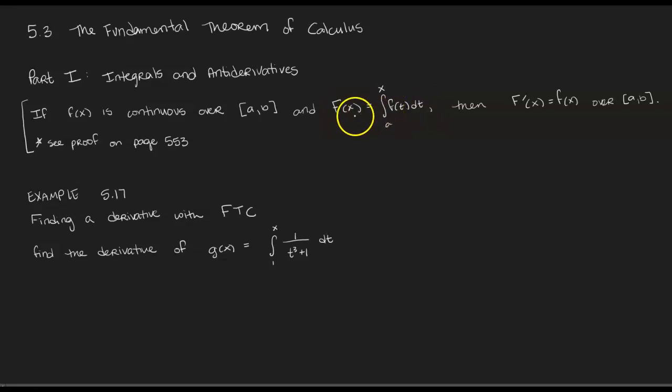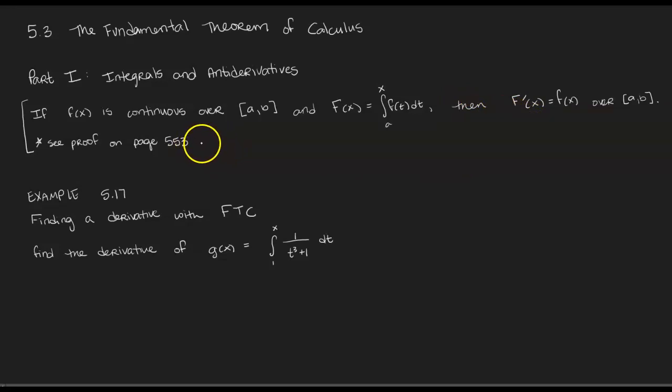So if capital F is this integral, then the fundamental theorem of calculus, which we're going to call FTC, part 1 says the derivative of that antiderivative function capital F should give us back the original function little f with x as the variable again. So this is going to guarantee that every continuous function has an antiderivative. That's what's pretty cool about FTC part 1.